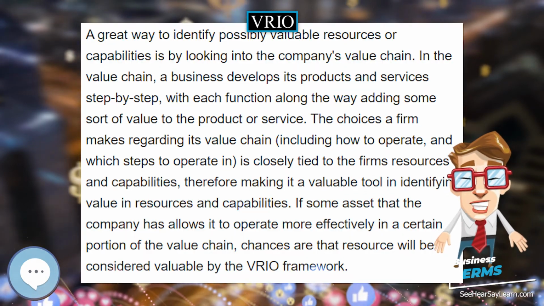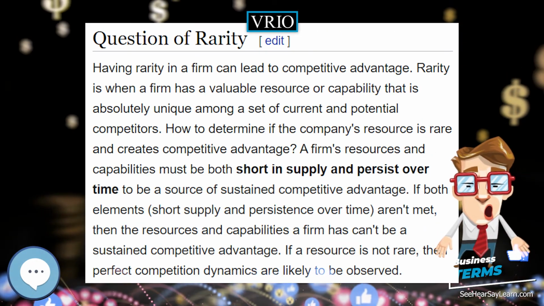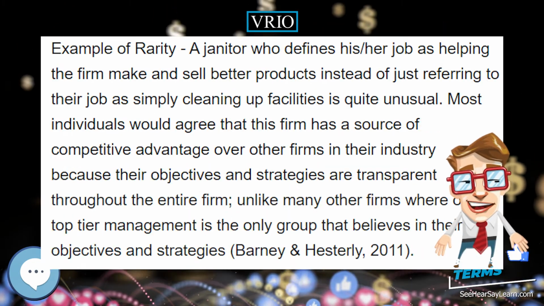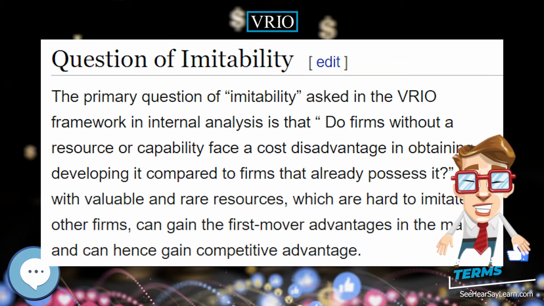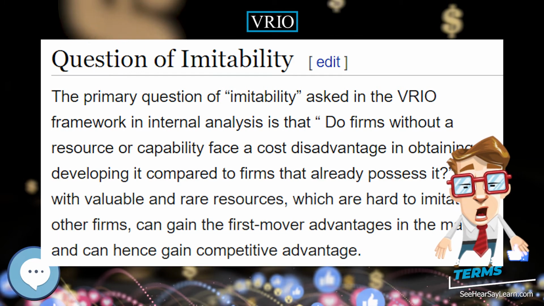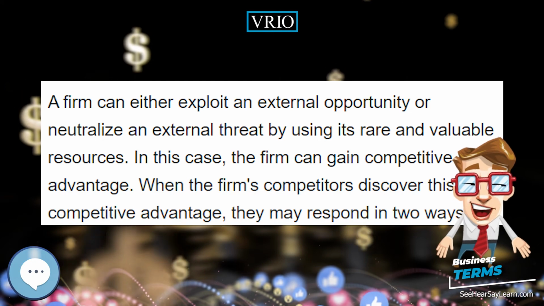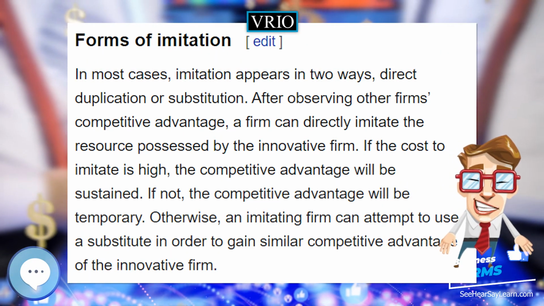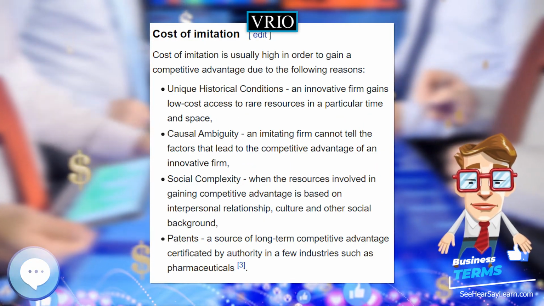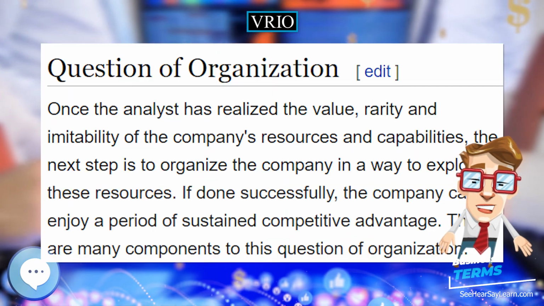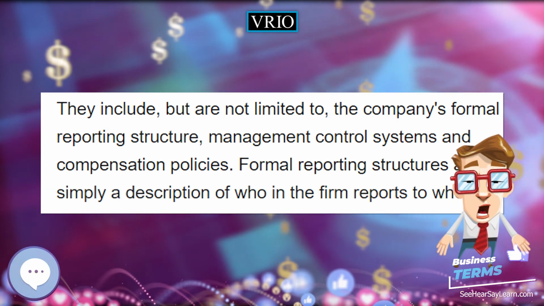There are many components to this question of organization. They include, but are not limited to, the company's formal reporting structure, management control systems and compensation policies. Formal reporting structures are simply a description of who in the firm reports to whom. Management control systems include both formal and informal means to make sure that managers' decisions align with the firm's strategies. Formal control systems can consist of budgeting and reporting activities that keep top management informed of decisions made by employees lower down in the firm. Informal controls can include a company's culture and encouraging employees to monitor each other.